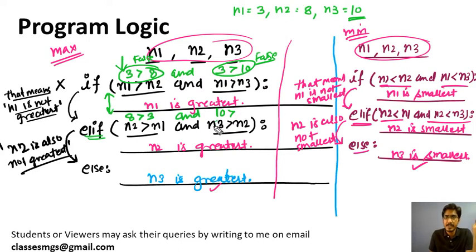Oh sorry, here the condition is wrong actually. This condition is wrong, please correct this. Sorry, this condition need not be like this, this should be like that. Okay, right. n2 is greater than n3. Okay, that's why it was wrong.